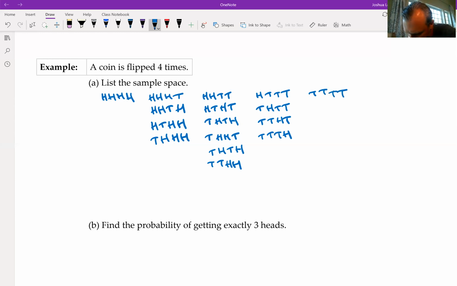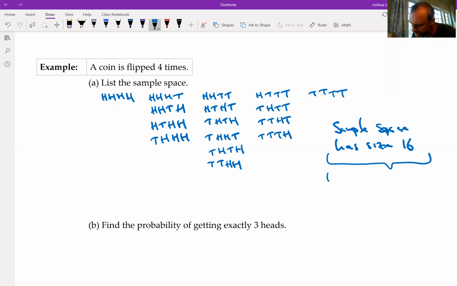Well, let's see. What do we have here? 1, 2, 3, 4, 5, 10, 11, 12, 13, 14, 15, 16. And we should expect that, right? We're tossing 4 times, and there's 2 options each time, 2 to the 4th power. So the sample space has size 16. In other words, that's the number of possible outcomes. That is our denominator.